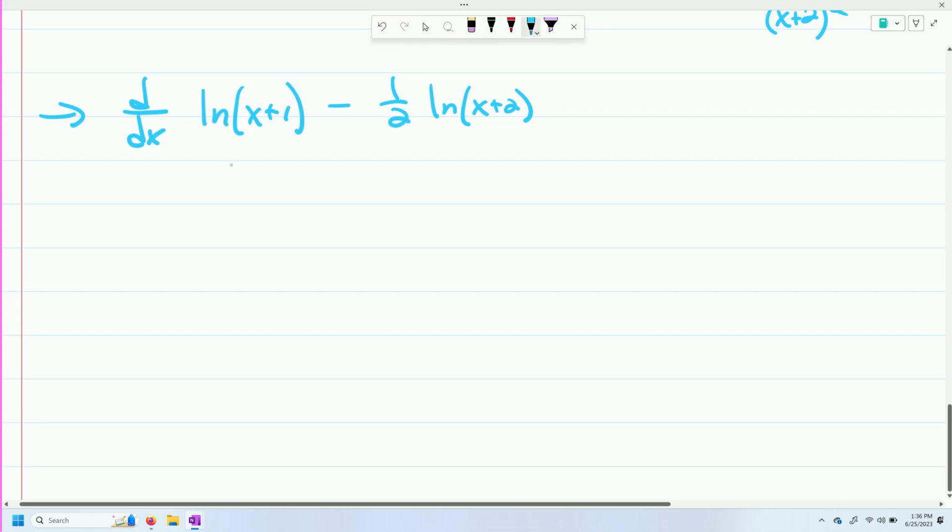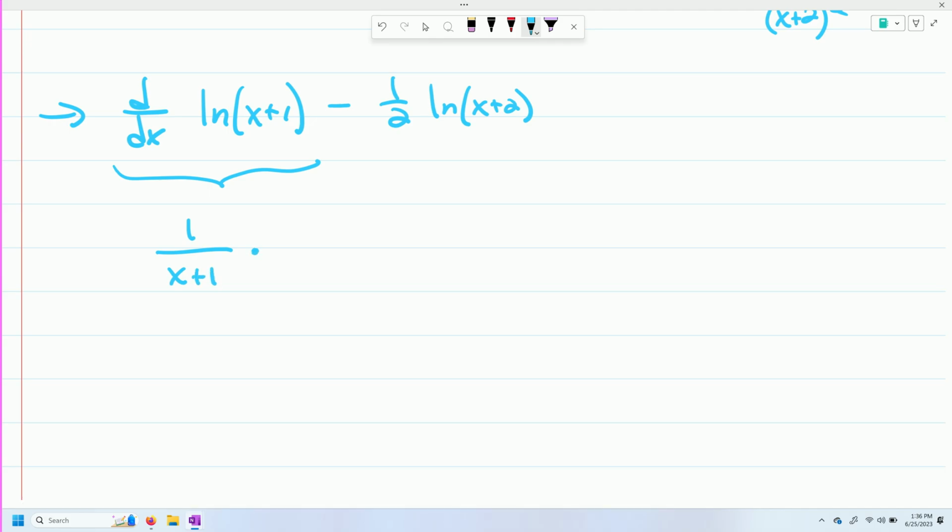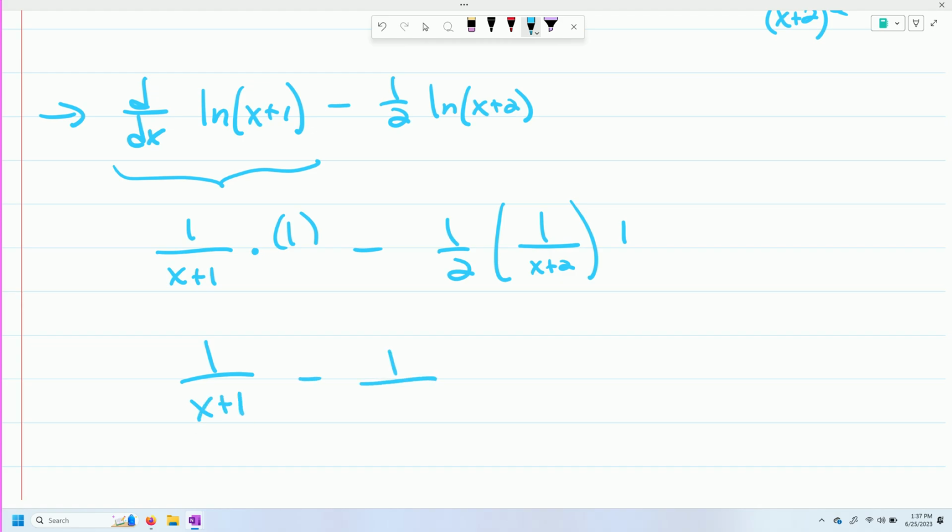we have our first derivative, so we'll do this one first, which is going to be 1 over x plus 1 times the derivative of x plus 1, which is 1, minus 1/2 times the derivative of the natural log of x plus 2, which would be 1 over x plus 2 times the derivative of x plus 2, which is 1. And this gives us 1 over x plus 1 minus 1 over 2 times x plus 2.